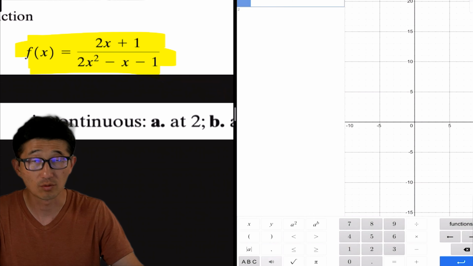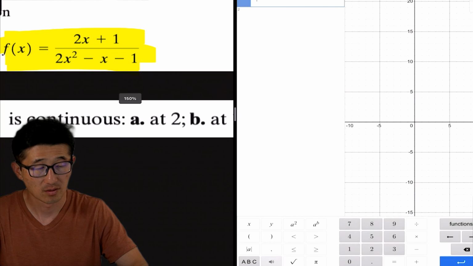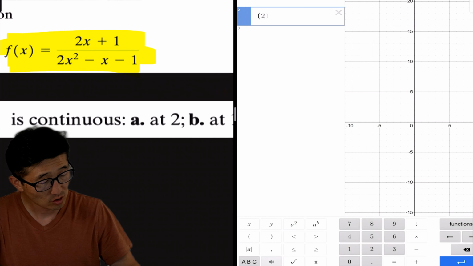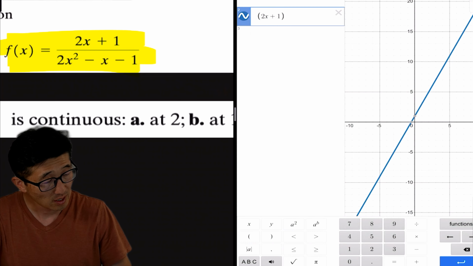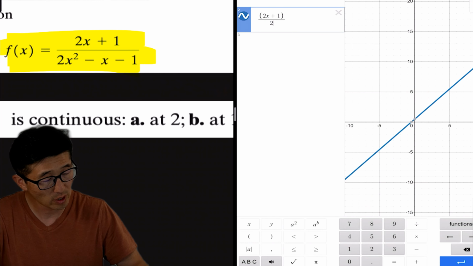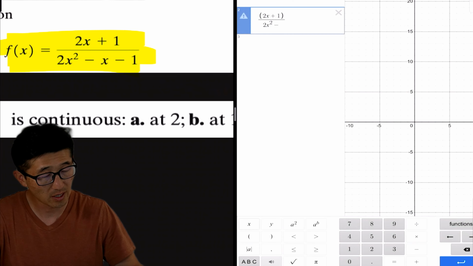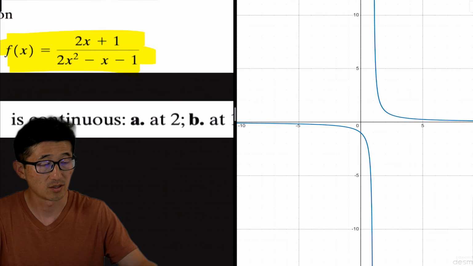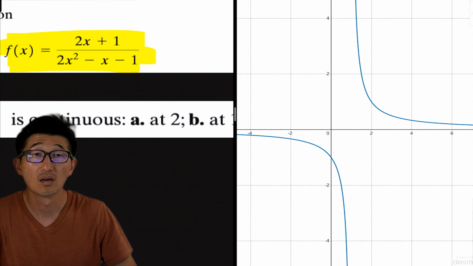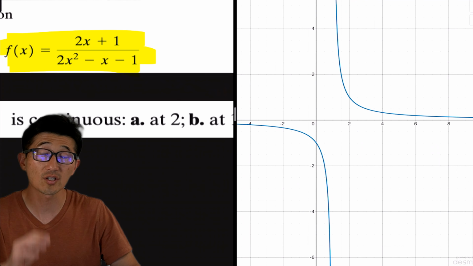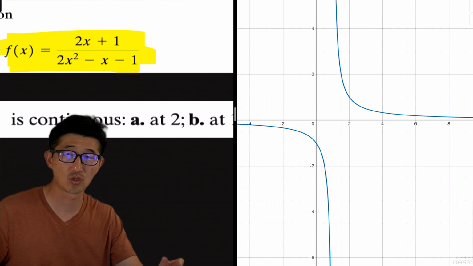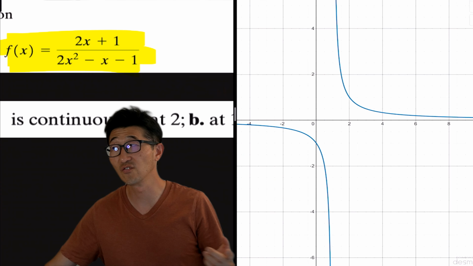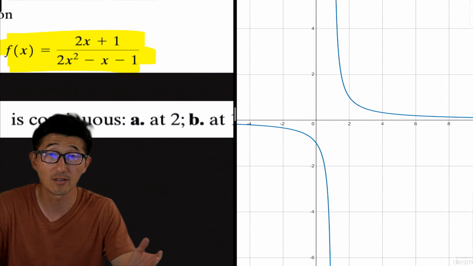Okay, so did you finish graphing? Okay, make sure you use your parentheses for the numerator, 2x plus 1, and then divide that by 2x squared minus x minus 1. Ta-da, there it is. Now, the calculator doesn't show you an asymptote, but do you see that there's a vertical line right here? It's invisible, but the graph is not touching it, right?